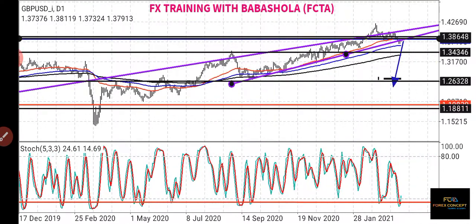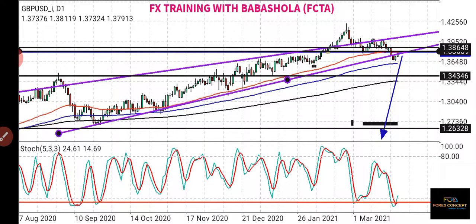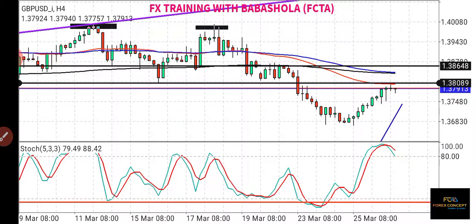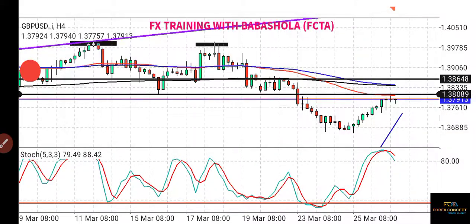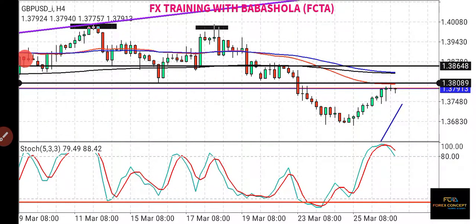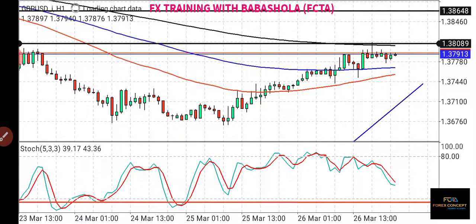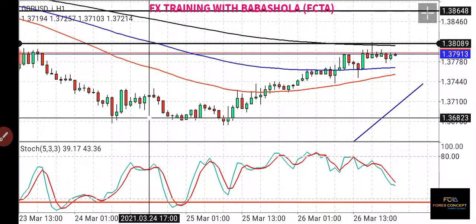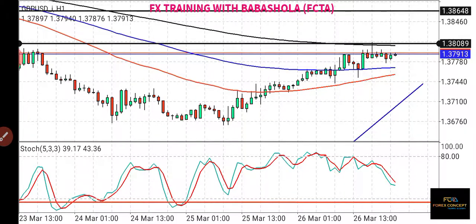Remember, on the daily we are having a wedge in which price will break down. On the H4 we are having a testing of the broken support, which is now resistance. But on the H1 we get our entry point and our stop loss point, and our TP was gotten from the daily analysis. I hope you learn a lot. So GBPUSD bias is sell trade.